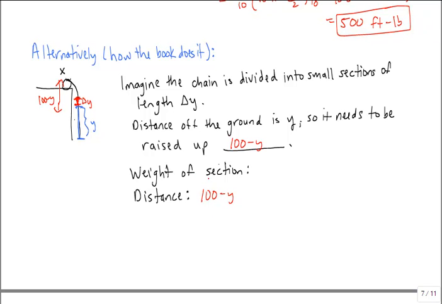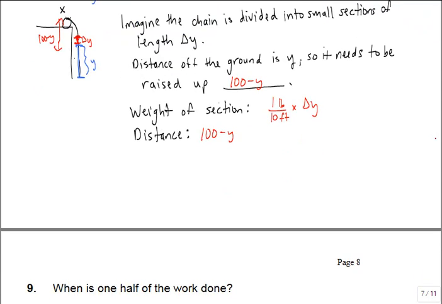Our weight is going to be the weight of this cross section, which is going to be that linear density, that 1 pound per 10 feet that we figured out earlier, since the chain was 10 pounds for 100 feet. So we're using that linear density of the chain times the little width of this chain, which is what we're calling delta y. So this is very similar to how we did those fluid problems, but we're thinking of it in terms of a linear distance.